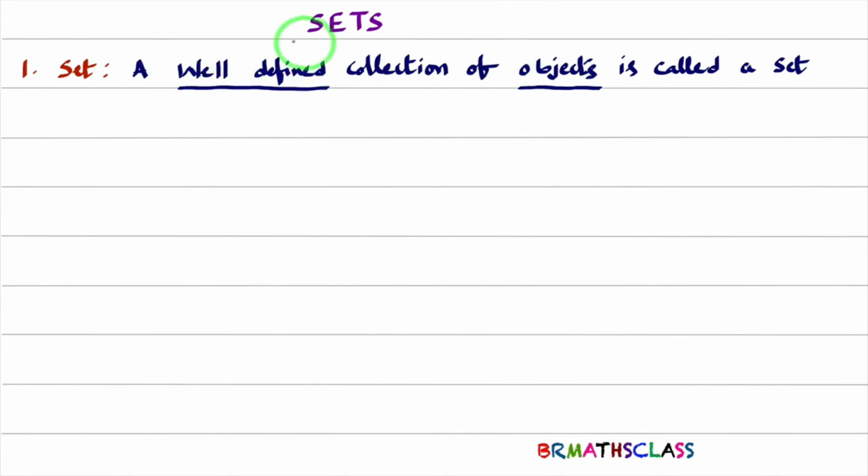Well-defined. We'll try to understand what this well-defined collection of objects is. Objects means what? Objects means things which are either living or non-living. We'll try to understand what this well-defined is with a few examples.